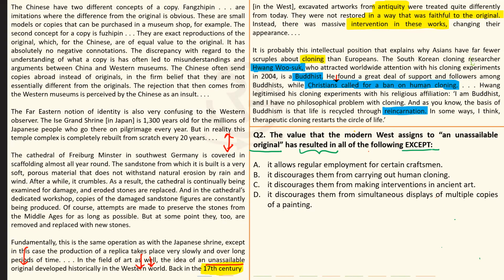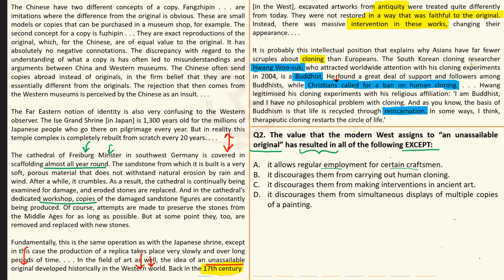Okay, so let's walk through the questions one by one, options one by one. Option A, it allows regular employment for certain craftsmen. Yes, it does. As far as this concept of Freiburg Minster Cathedral in Germany is concerned, we are given that work goes on there day and night, almost all year round, and in its workshop the restoration of copies of damaged sandstones and original stones also goes on day and night.